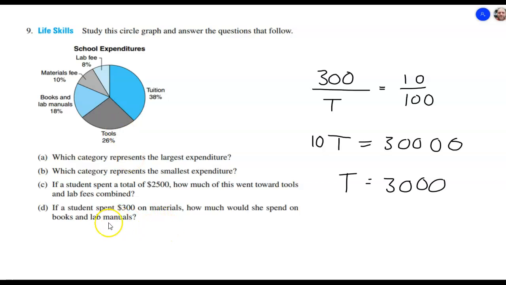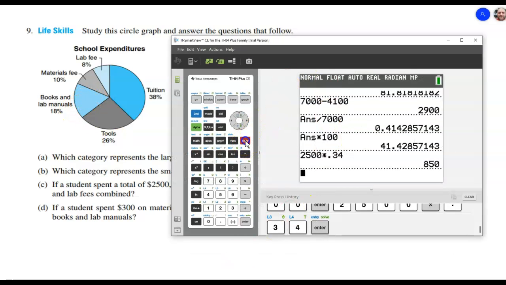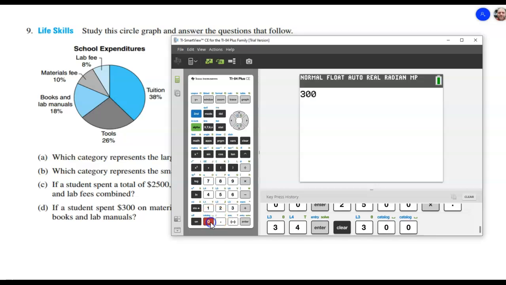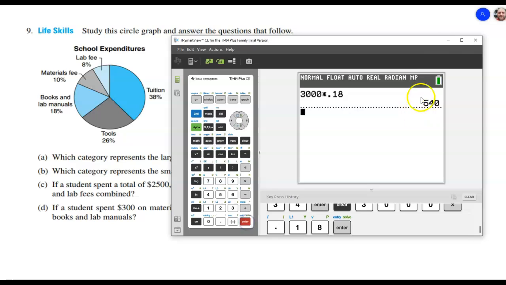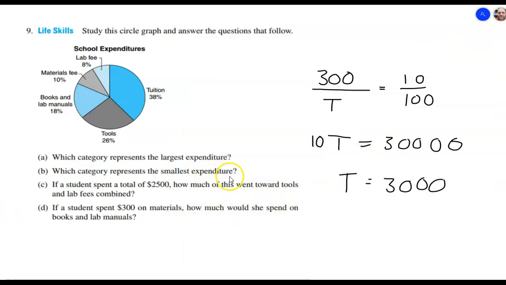Now to find out how much they spent on books and lab manuals, you would just multiply the 3,000 by 18%. So 3,000 times 0.18. You get $540. So that would mean that students spent $540 on books and lab manuals.